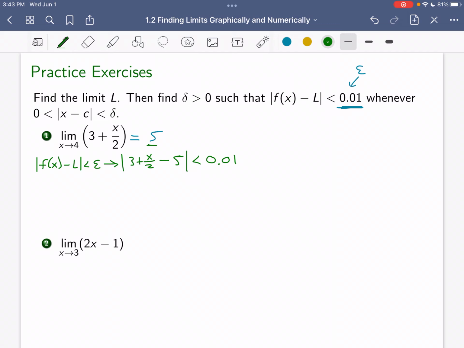We want to go through a series of steps so that we will end with the absolute value of x minus c is less than delta. Right, so the absolute value of x minus c, our value of c here is 4. That's what the x value is approaching in this limit. So that's where we're going to try to get.